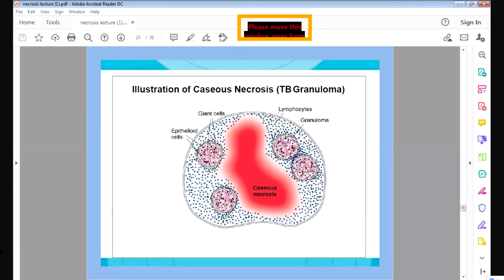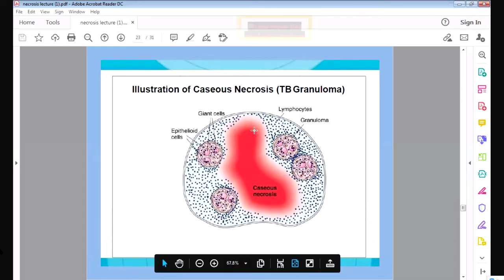You will study granulomatous infection further also. So what is a granuloma? A granuloma will have a central area of caseous necrosis, which is the pink area of necrosis, and it will be surrounded by lymphocytes, macrophages, that is the epithelioid cells, and also the giant cells. Giant cells are cells with many nuclei. Okay, so this is this area.